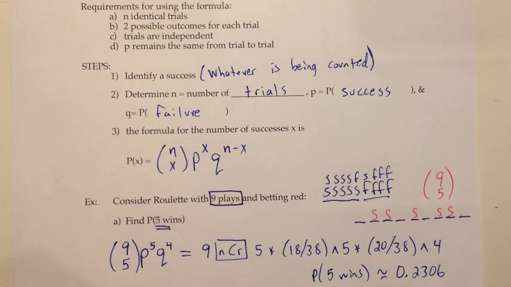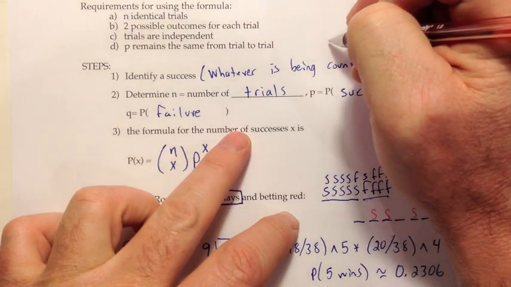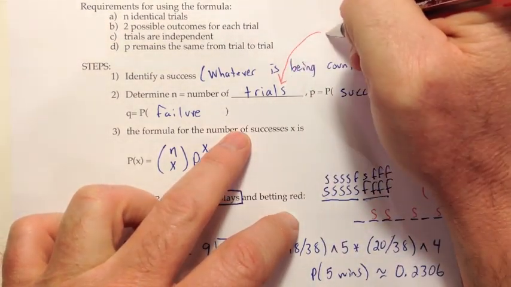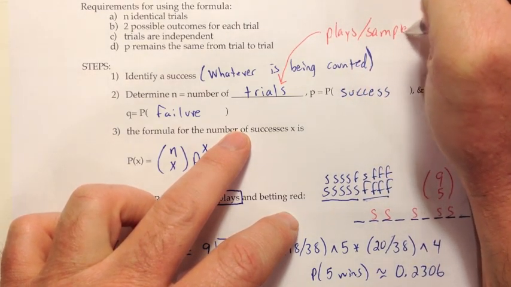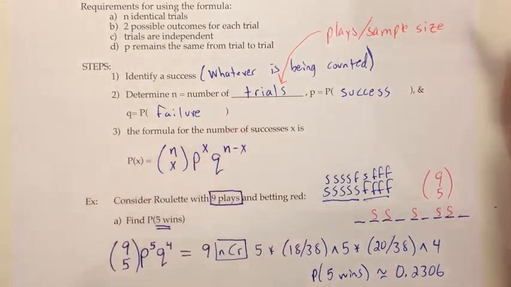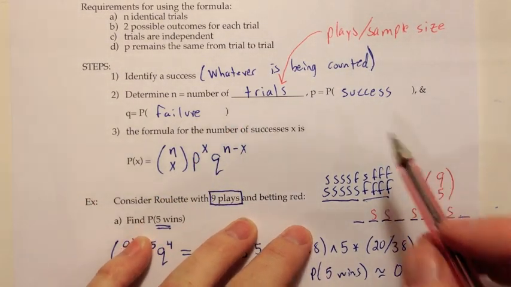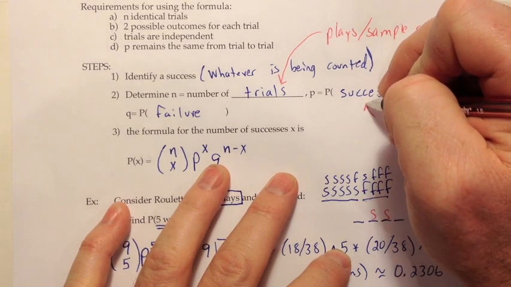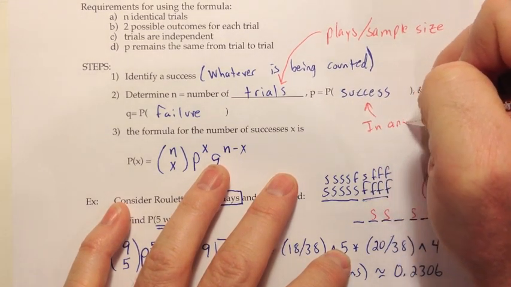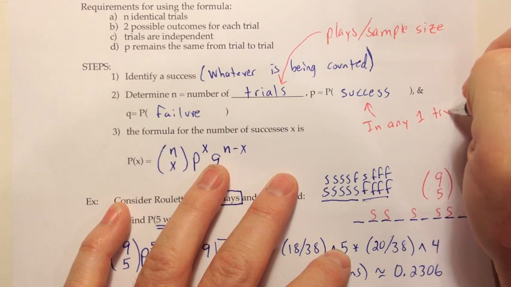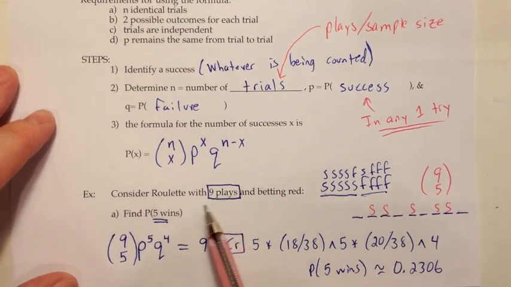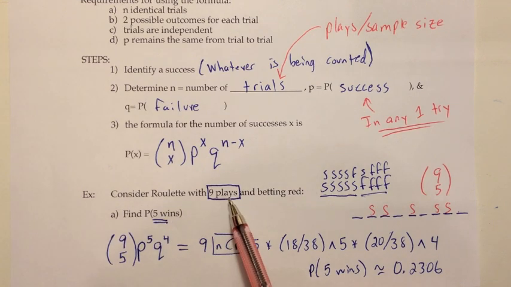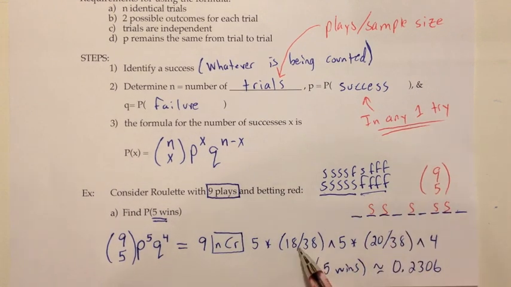A few things worth noting. When we say that it's the number of trials, that's true, but it could also be plays or sample size. Those are common things that get used for success-failure problems. And then when we talk about the probability of success, this is in any one try. So when I was doing the probability of success down here for roulette, I didn't consider that I wanted 5 wins or 9 plays. I just said if I were to play roulette just one time, what's my chance of winning? 18 out of 38.